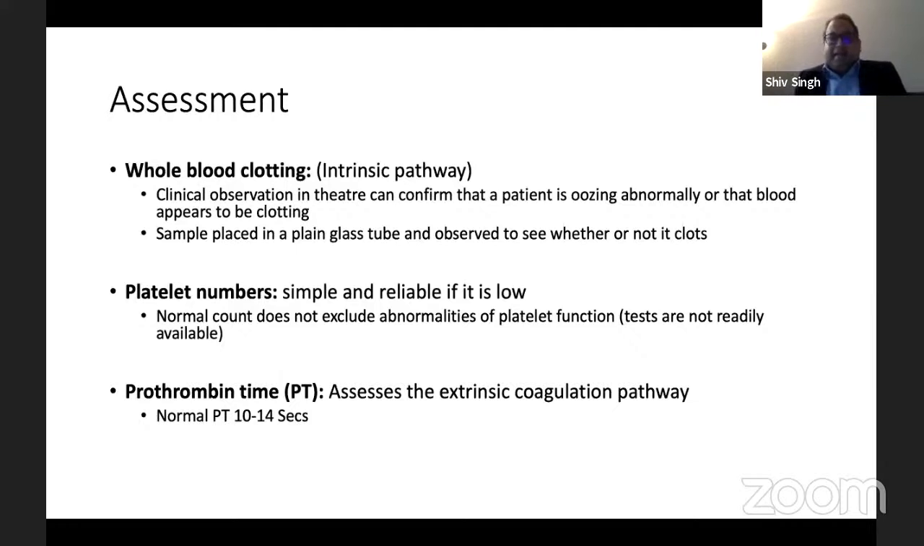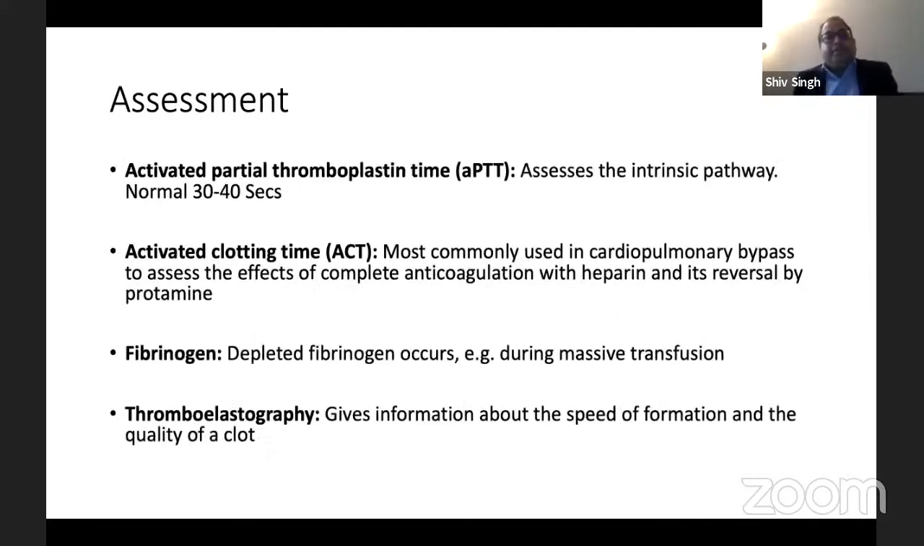Then again, the labs can do prothrombin time, and that looks at the extrinsic coagulation pathway. Normal PT is 10 to 14 seconds. More commonly, it is compared with the international normalized ratio, INR, and that is more commonly used. Activated partial thromboplastin time, or APTT, assesses the intrinsic pathway. The normal time is 30 to 40 seconds.